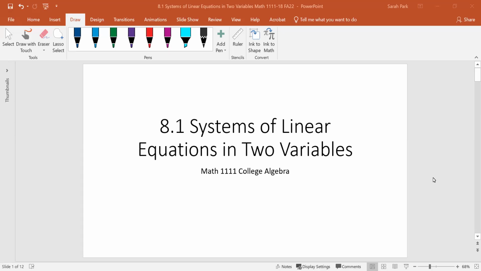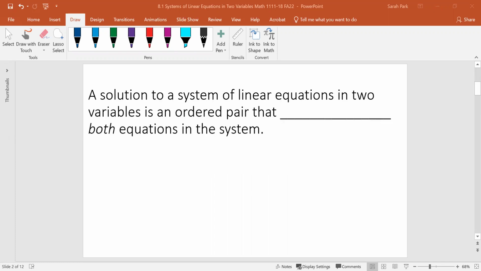Hi, everyone. In this video, we're going to take a look at section 8.1, systems of linear equations in two variables. Let's take a look at what this means, systems of linear equations.